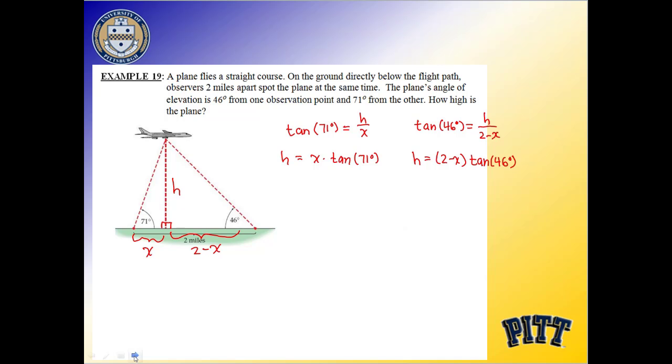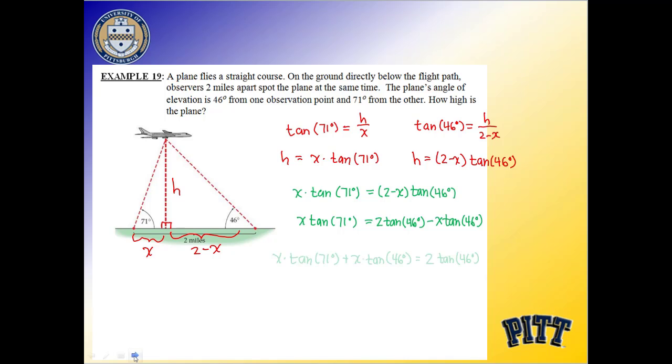That does take away my ability to combine some like terms, because they are numbers, and therefore I'm going to have to be really careful about how I do some algebraic simplification. But ultimately, I can set up an equation where I set these two equal to each other, because they both equal h. And then I can solve an equation for x. So I can say that x times the tangent of 71 degrees is going to equal 2 times the tangent of 46 degrees minus x times the tangent of 46 degrees.